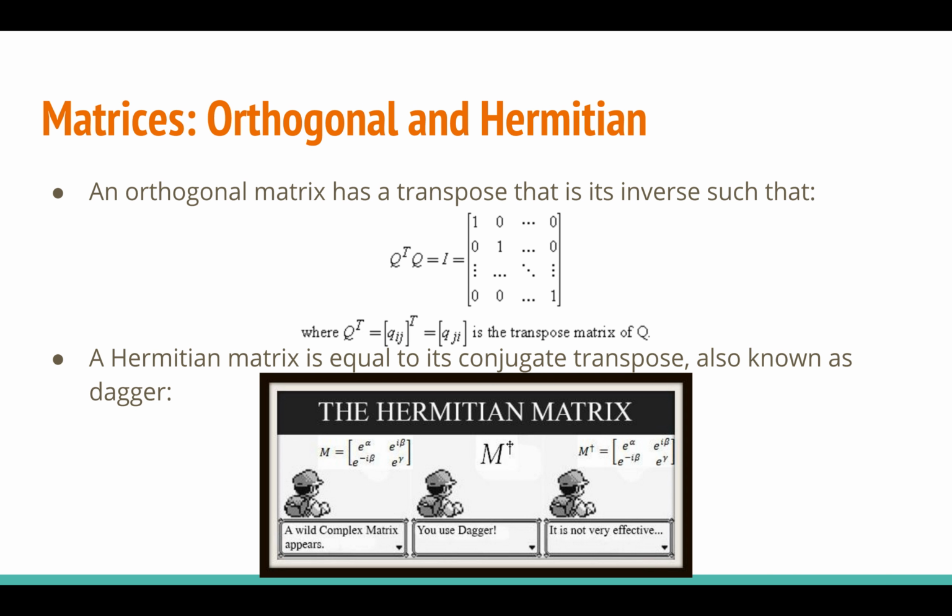Here I have expressed a Hermitian matrix in terms of a Pokemon move. We have a wild complex matrix appears. We have the standard form e to the alpha, e to the imaginary i beta, and so on, negative i, and we apply this dagger. We use dagger. And the dagger is not very effective because M is a Hermitian matrix, so nothing changes. I thought that was pretty clever.